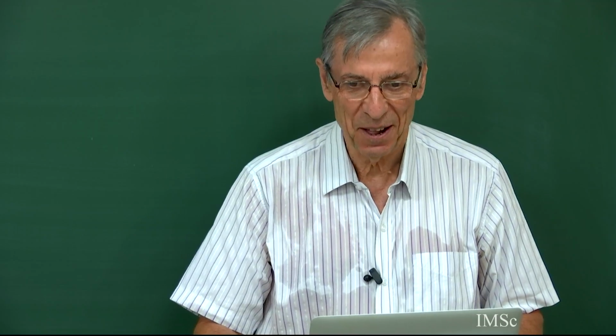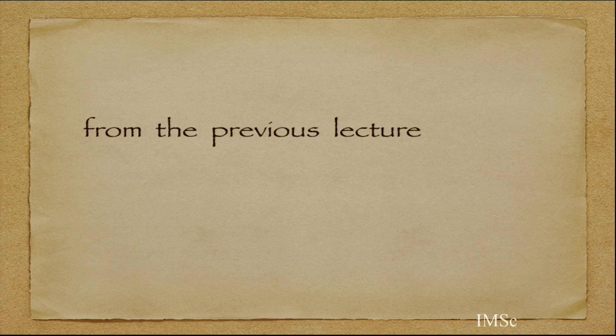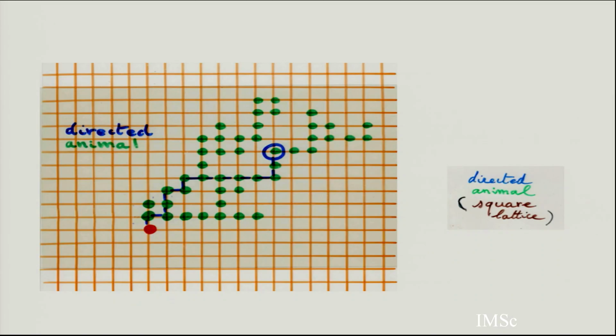Chapter 7, second part. So, from the previous lecture, we defined directed animals on the square lattice.